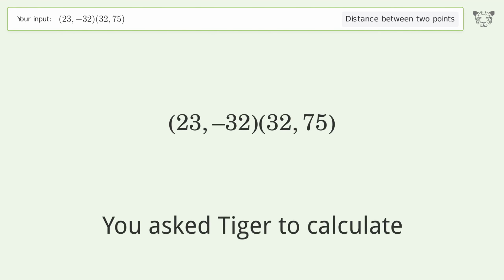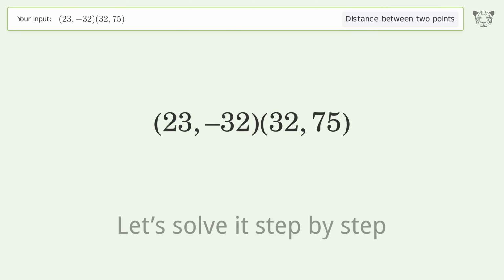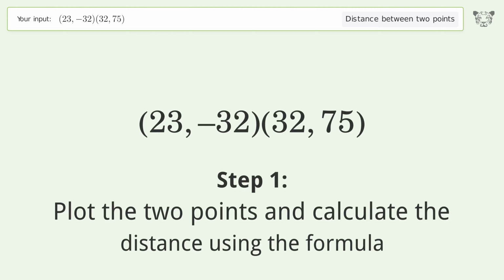You ask Tiger to calculate. This deals with the distance between 2 points. The distance between the 2 points is the square root of 11,530, or 107.378. Let's solve it step by step. Plot the 2 points and calculate the distance using the formula.